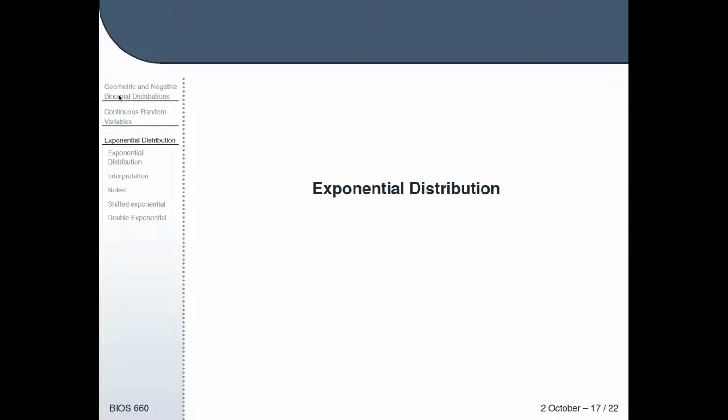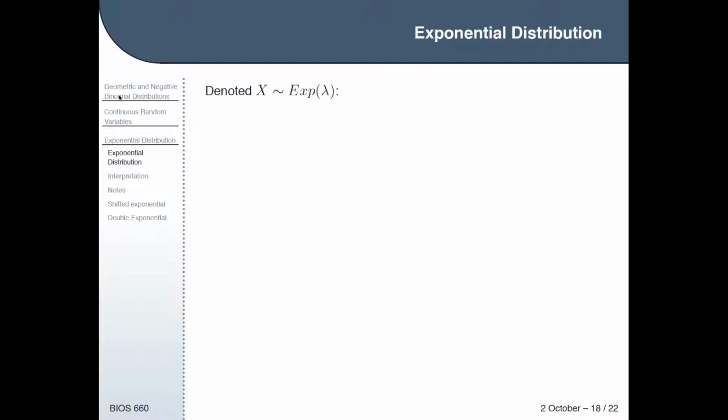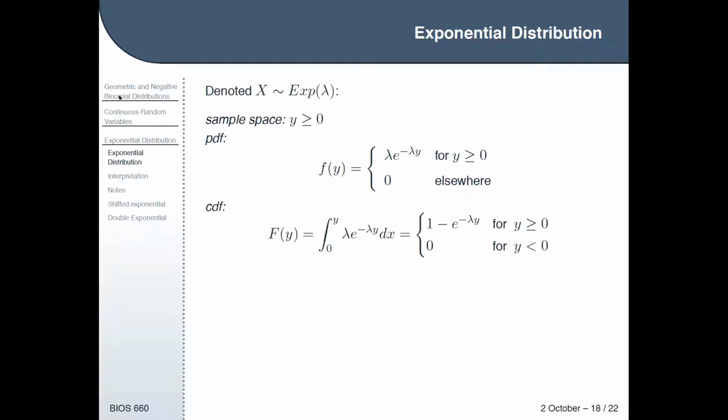Next continuous distribution that we're going to discuss is the exponential distribution, which is denoted by X ~ exp(lambda). Sample space is all non-negative real numbers. And the PDF, I think we've talked about this a time or two before, is defined to be lambda times e to the minus lambda y for y greater than or equal to 0, and 0 for y less than 0. If you integrate that, you can get the CDF, which turns out to be 1 minus e to the minus lambda y for y positive, again 0 for y negative.